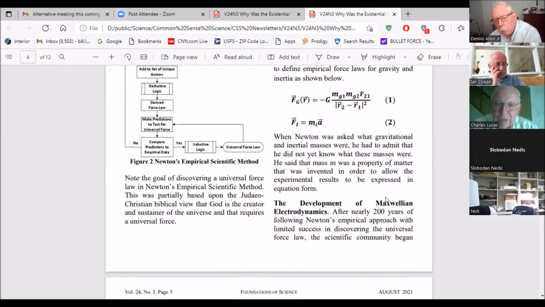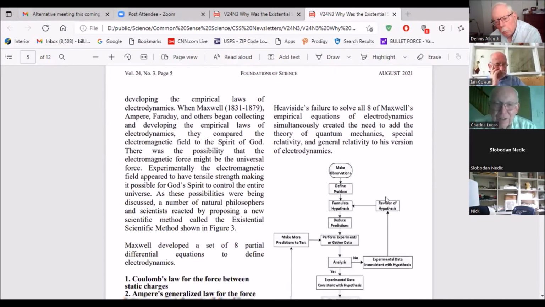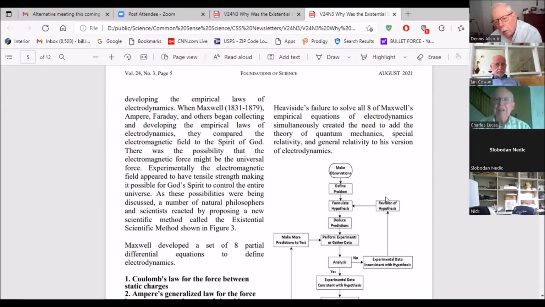Well, over time, after nearly 200 years of following Newton's empirical approach to the scientific method, we were able to start working in electrodynamics. And in electrodynamics, the people who were doing the initial work discovered the electromagnetic field, and they realized that the electromagnetic force might be the universal force, and the electromagnetic field might be the spirit of God, and it might be how the force is transmitted. So it's a local contact force, not an action at a distance force.